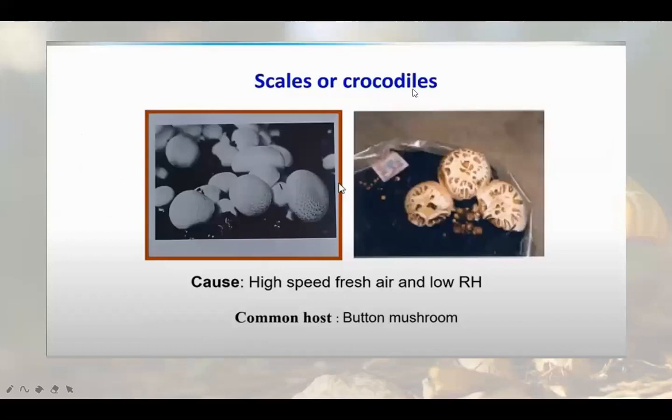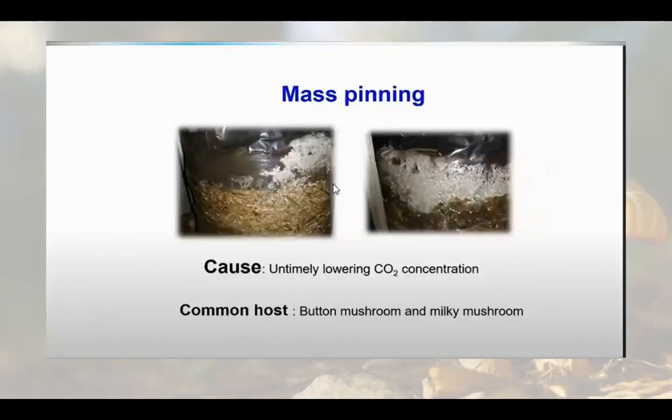Next, scales or crocodiles. This problem is caused by high speed fresh air and low relative humidity. Usually in the process of mushroom production, we have to replace the carbon dioxide with oxygen at some point of time. If you are flushing that air at very high speed, then this can happen. Even at low relative humidity, if your humidity is not maintained properly, it can also affect mushroom production.